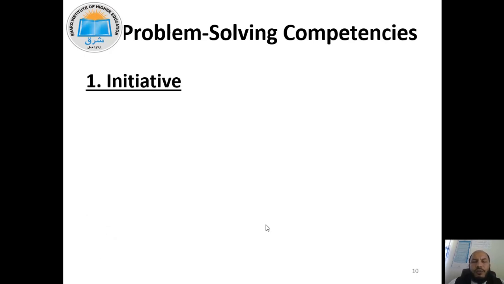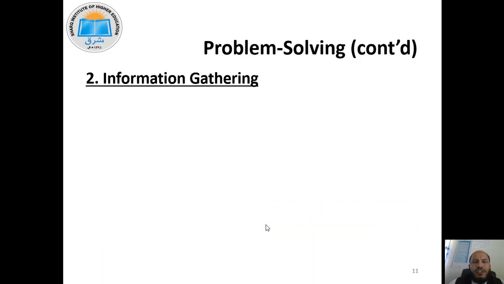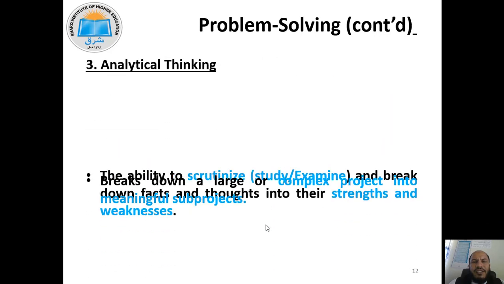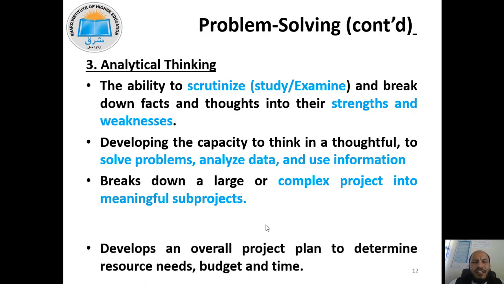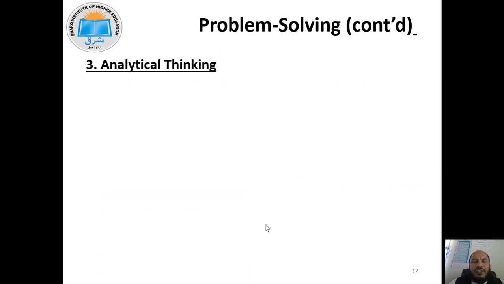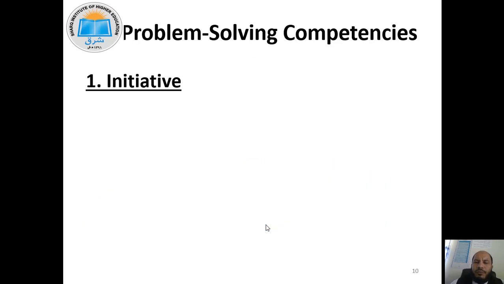Within the problem solving, we have further sub competencies like initiative, and the second competency is information gathering. The third one is analytical thinking. So these are the three important competencies that a project manager should have within the problem solving competencies. So let's explain the first one, which is initiation or initiative.